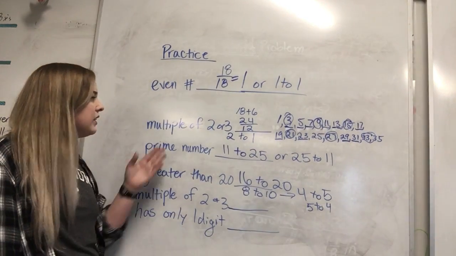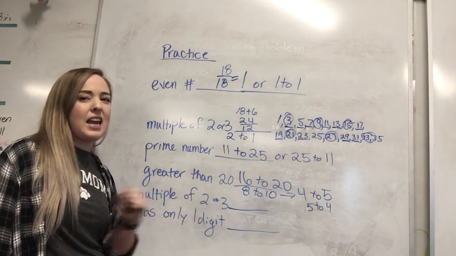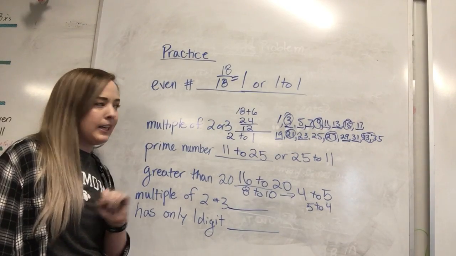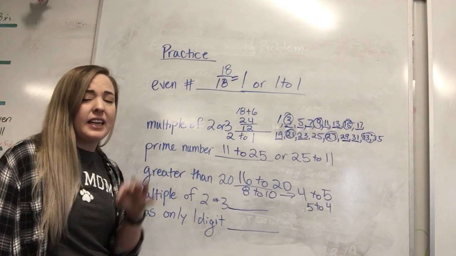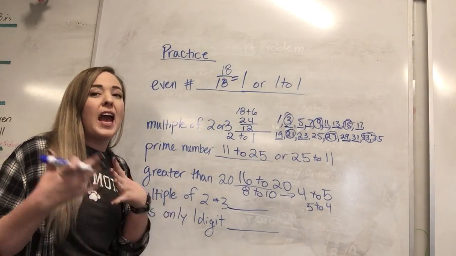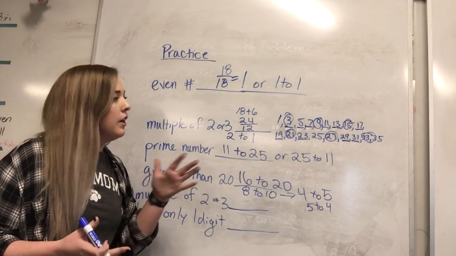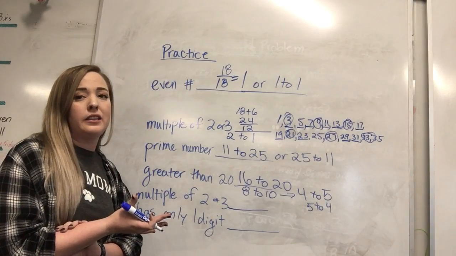All right, so we did multiples of 2 or 3. Now we're doing multiples of 2 and 3. All right, so this changes it a little bit, meaning that the number has to be able to be divided by 2 and 3, not just 2 or 3. So let's take a look at those numbers that we already looked at that were at least divisible by 3.